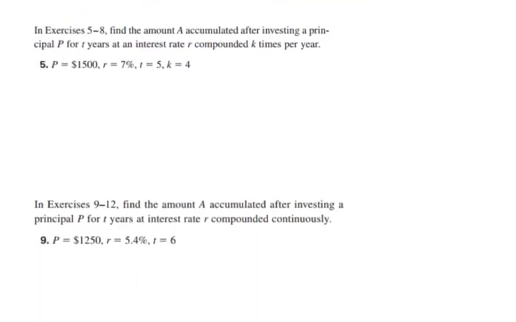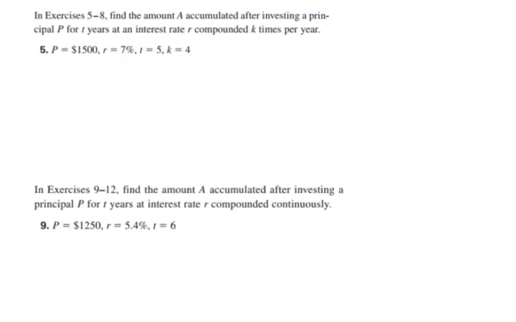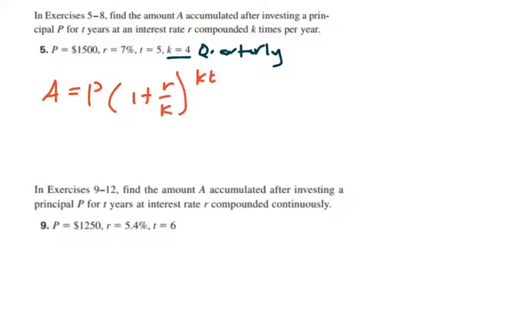Alright, next one. We need to find the amount accumulated after investing a principal P for T years at an interest rate, compounded K times per year. Notice that this is what they call quarterly. So that means that we are going to use the interest compounded K times per year formula, which is A equals P(1 + R/K)^(KT).